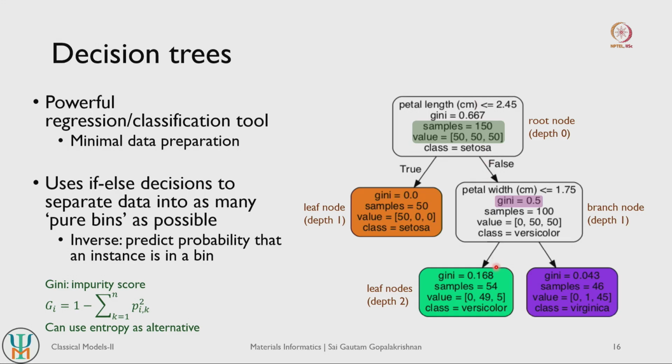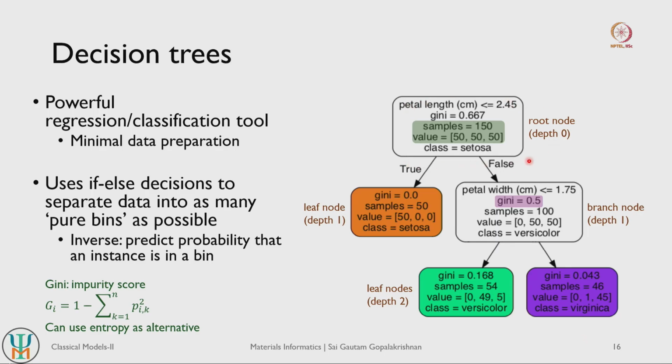So this is a very simple example of a decision tree. We pass in 150 data points and use petal length as the first feature to classify. Some of the data points get classified here as true, which is a pure bin, and some get classified as false. Then we once again use a different feature, petal width, and classify them into 2 other bins here. So this is an example of a simple decision tree.